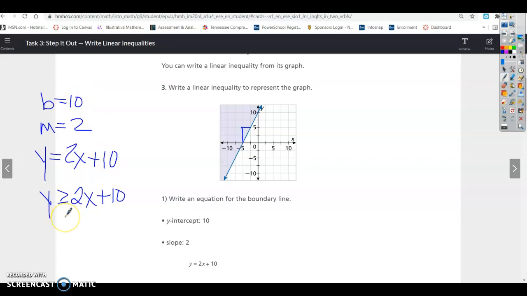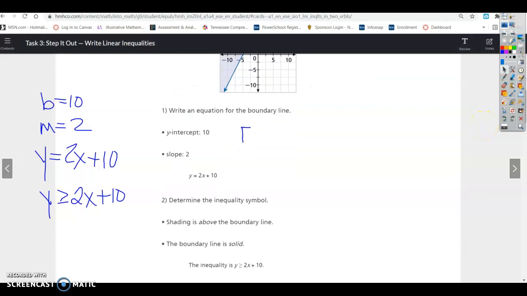So very quickly I could determine what this inequality is by looking at the graph. If you know how to write a linear equation, you can do the same thing with inequalities. You just have to know which inequality symbol to include.